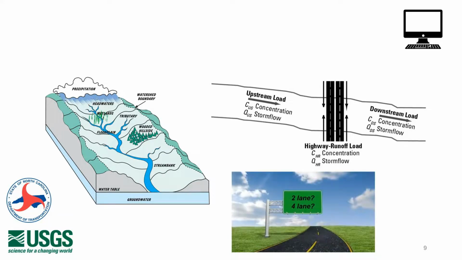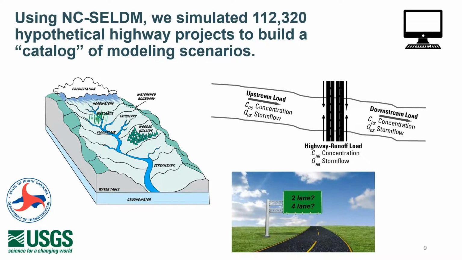Similarly, we could experience lots of different highway configurations. Are we talking about a 2-lane, 4-lane, larger highway? Is 1,000 feet in either direction from the bridge crossing draining to it, or tens of thousands of feet, or is it just a short stretch? What's the slope of that road? So all of these different scenarios are inputs to North Carolina SELDM, and we wanted to build a catalog of all of these possible combinations. So we came up with 112,320 hypothetical projects and built the catalog off of these scenarios.